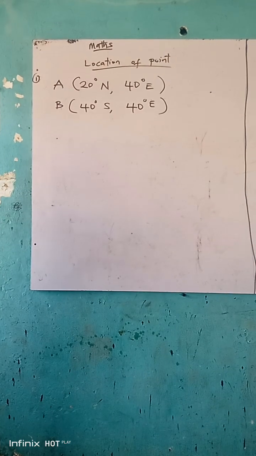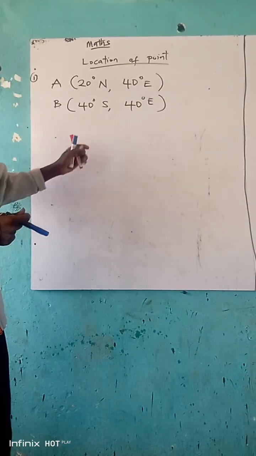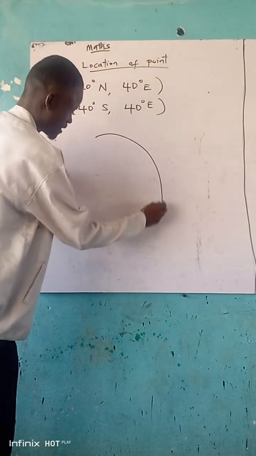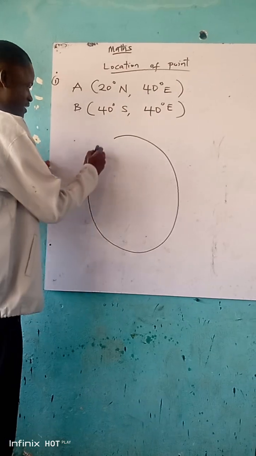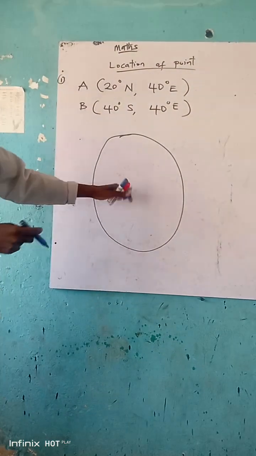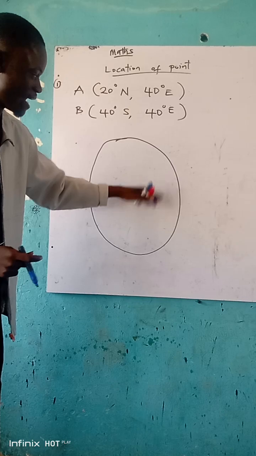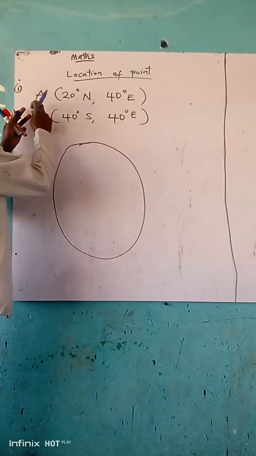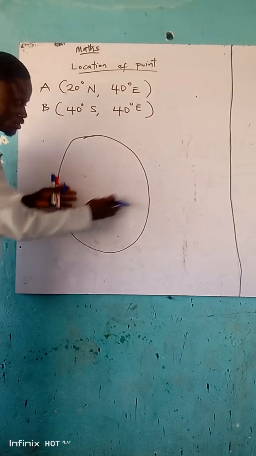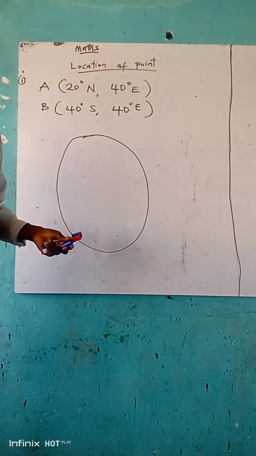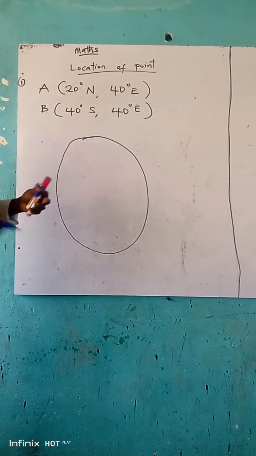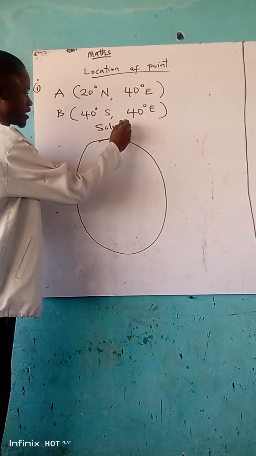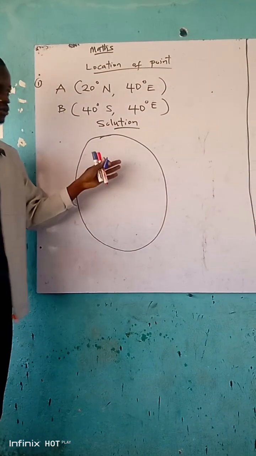If, for example, we have a globe of this nature, let's represent our globe. You know our globe is spherical in shape. So let's say this is the globe. If we have this as the world, and we are asked to locate these 2 points, point A and point B, on the globe, how are we going to do that? Doing that is very simple. After this tutorial, I expect every one of you to be able to locate points on the globe.